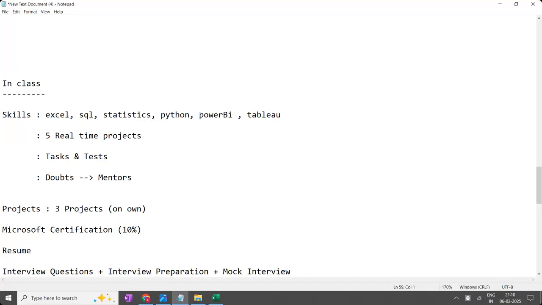Yeah, Nitin, it is NLP. Sentiment analysis is the part of NLP, which is the part of AI.